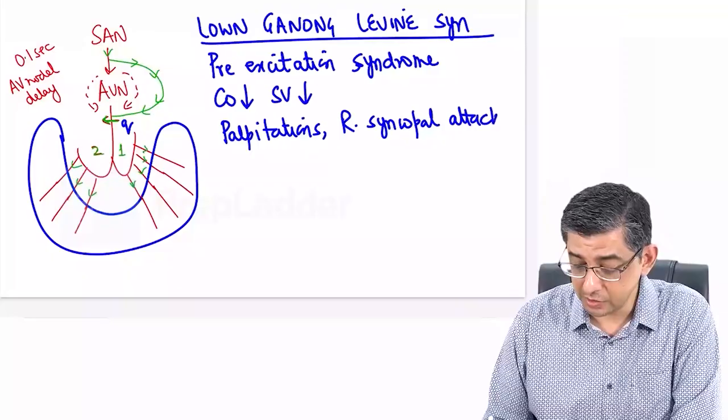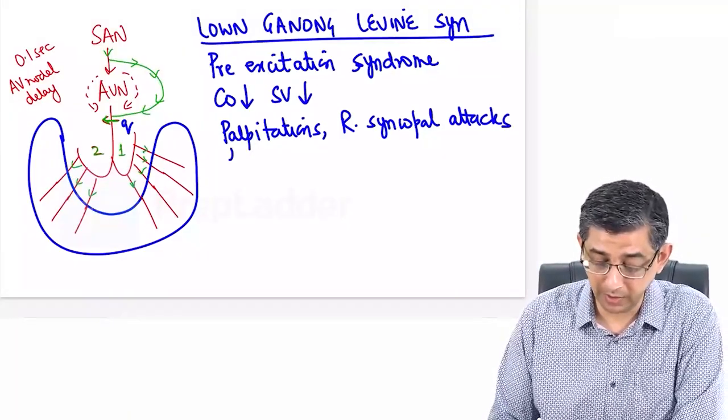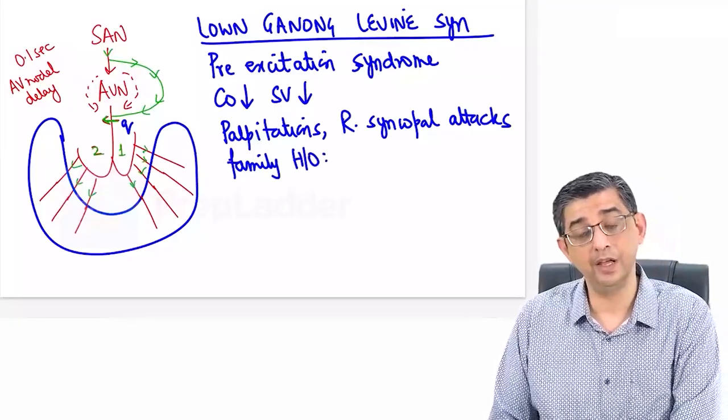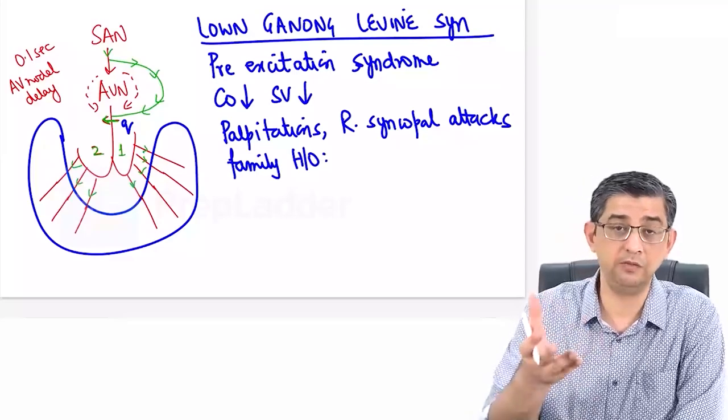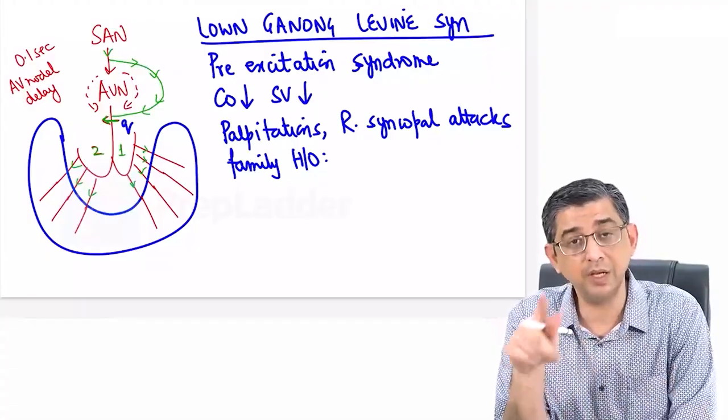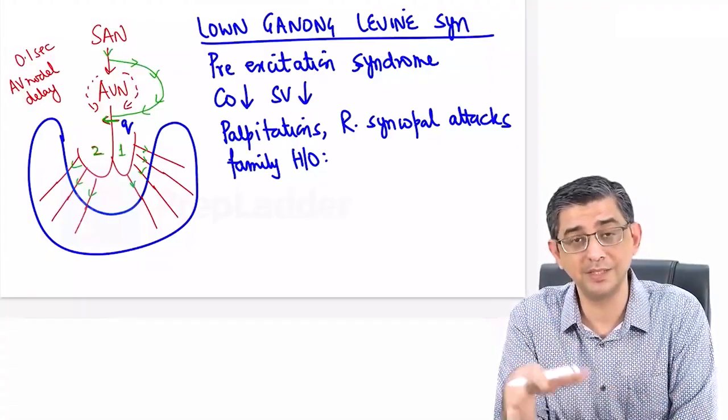He is hiding this history of palpitations and recurrent syncopal attacks. Most of the time, when a person applies for a government job, he has to declare the health of his family members. If you have ever applied for a medical officer job, you will notice they give you a proforma in which you have to fill up the health of your brother, father, mother, sister, everybody.